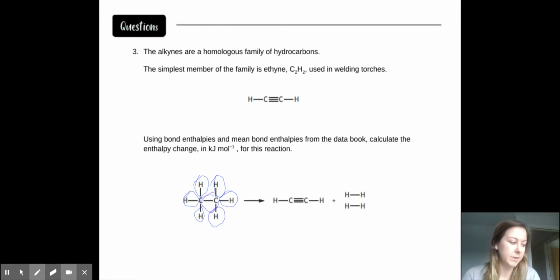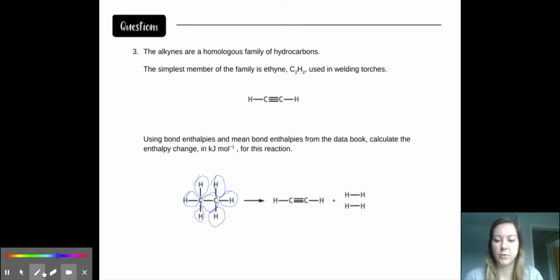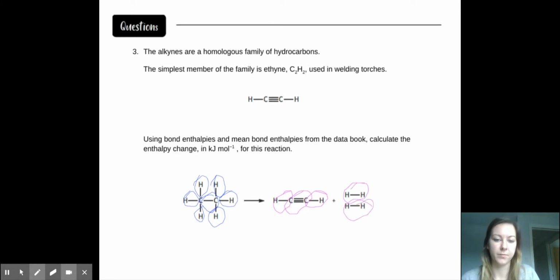Now, I have kind of limited space here, so I'm not going to write it all out. I'll just tell you as I go and then write it at the end. So you've got 6 carbon to hydrogen bonds and 1 carbon to carbon bond on the left. That's our positives because we are inputting energy to break the bonds. The bond making step, we have 2 carbon to hydrogens and we also have a triple carbon to carbon bond. And then we have 2 hydrogens on the right as well.